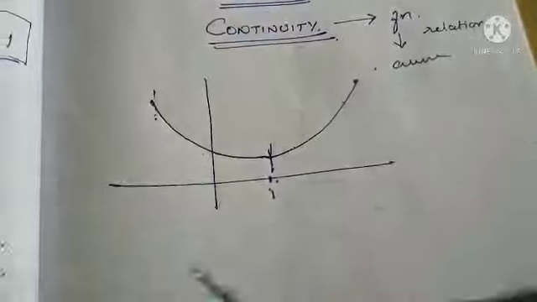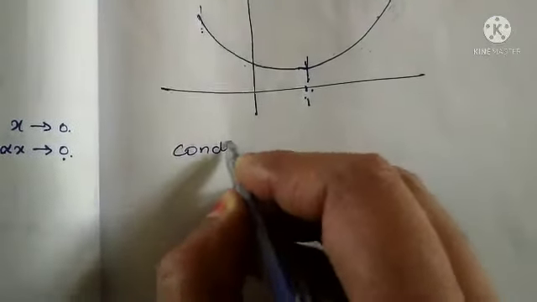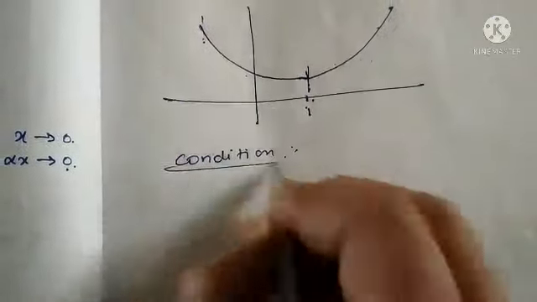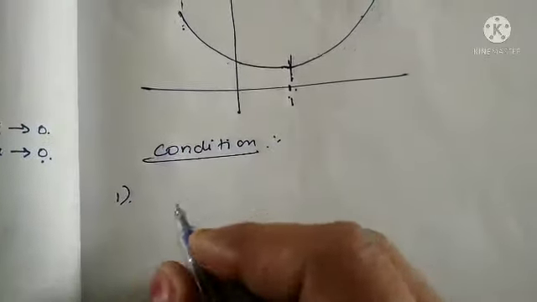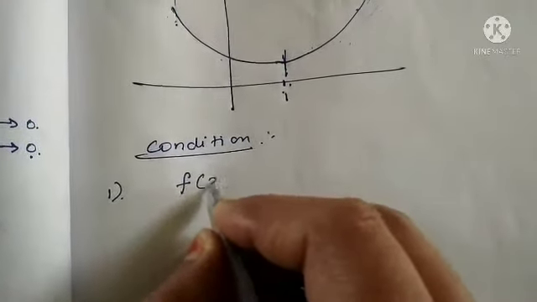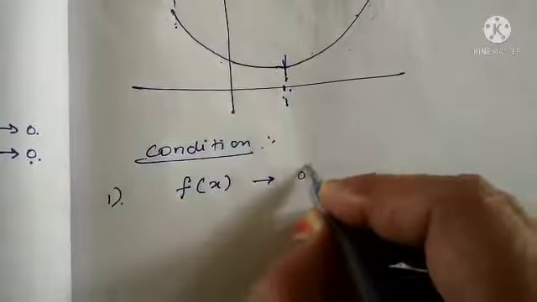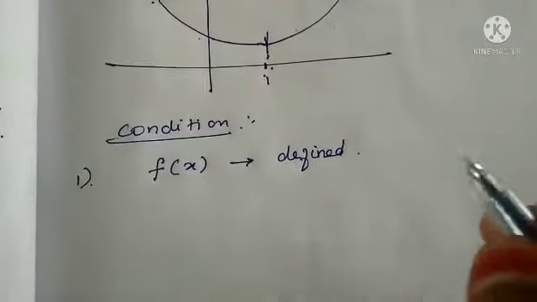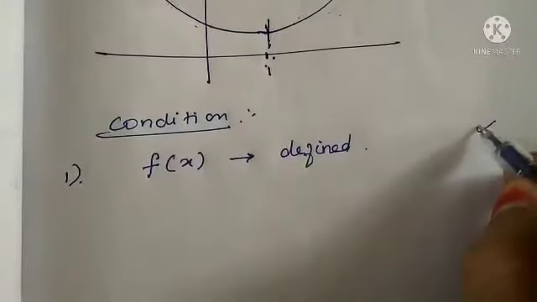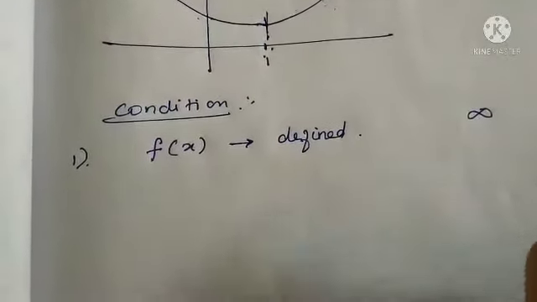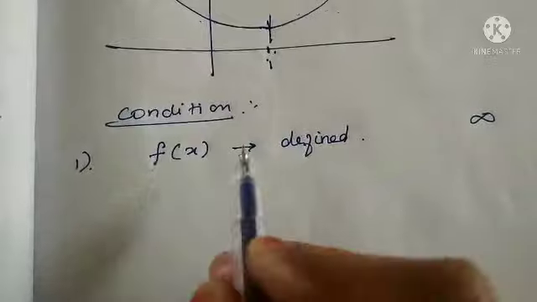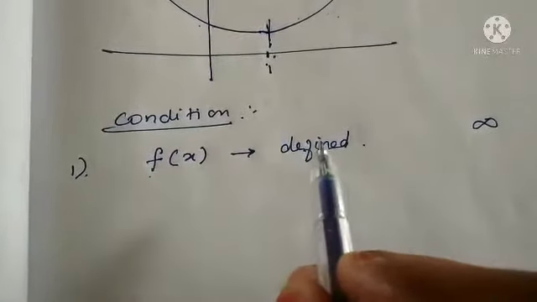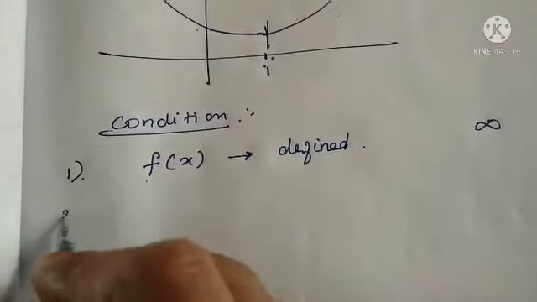Now let us see what are the conditions for a function to be continuous. First condition is the given function f of x should be well-defined. Well-defined means you should be able to find out the answer. You should not get infinity at any case. So f of x, first thing, f of x should be a well-defined function.